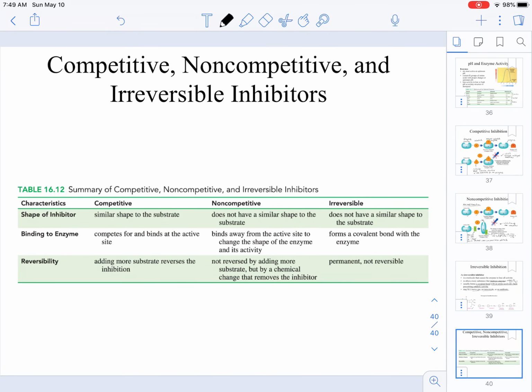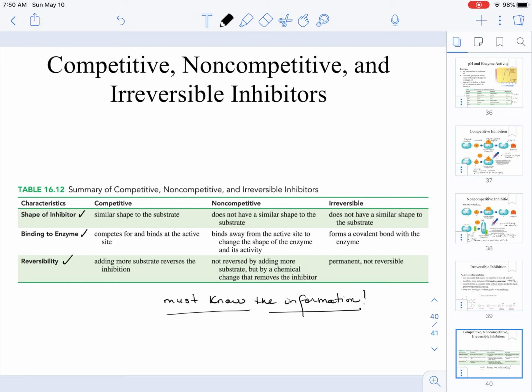Now, to summarize overall, the difference between competitive inhibitor, non-competitive inhibitor, and irreversible inhibitors, all of that is summarized in table 16.12. As you can see, for this, you must know the information in this table for the final exam. Here, what we have is that the competitive inhibitors, non-competitive inhibitors, and irreversible inhibitors are described in terms of the shape of the inhibitor, the binding to the enzyme, and if they're reversible.